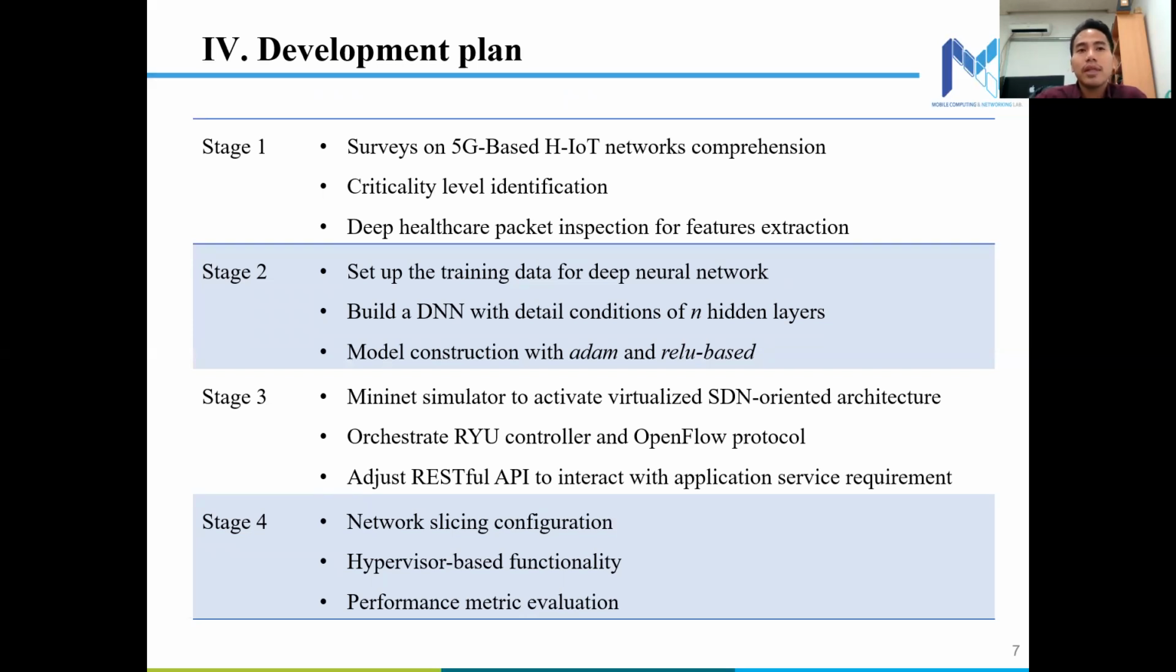For the third stage, the Mininet simulator is used to activate the SDN-oriented architecture and utilize Ubuntu operating system for the controller, OpenFlow protocol for controlling the flow table, and RESTful API to synchronously interact with the healthcare application system. For the final stage, the network slicing is configured accordingly based on the SDN management status and deep neural network recommendation. Last but not least, the performance evaluation of the proposed scheme will be analyzed over and over to minimize the failure and maximize the reliability.